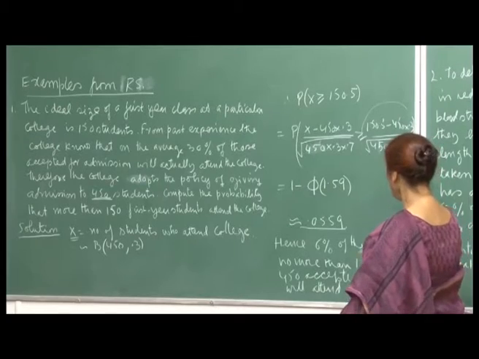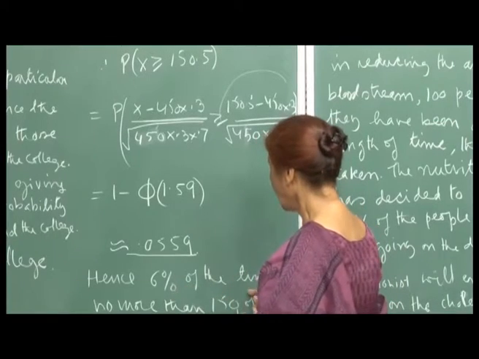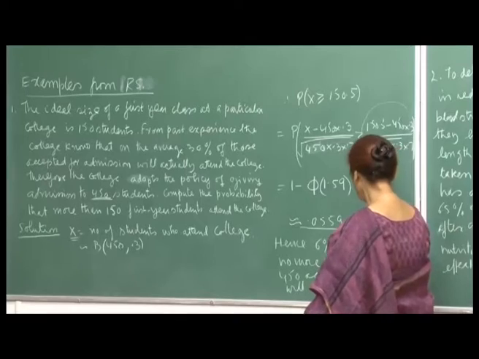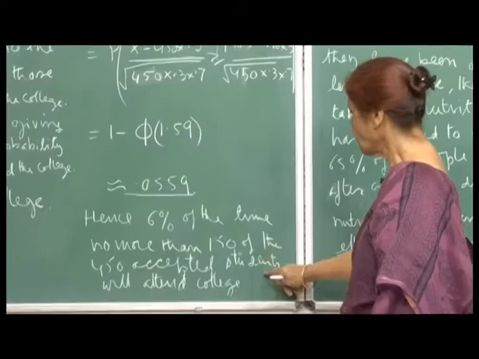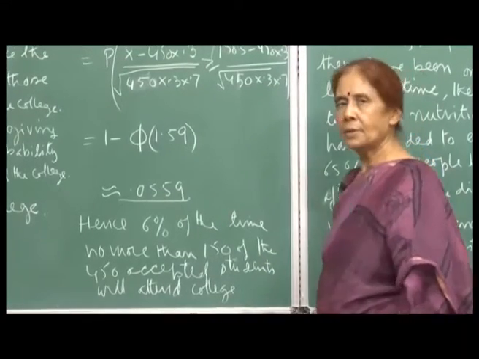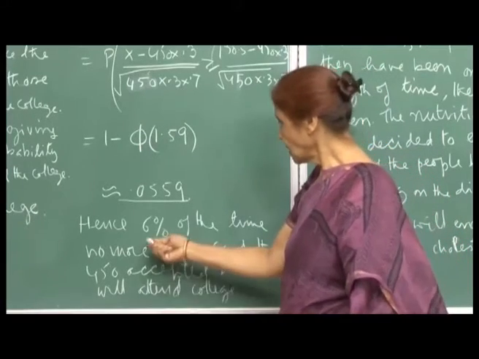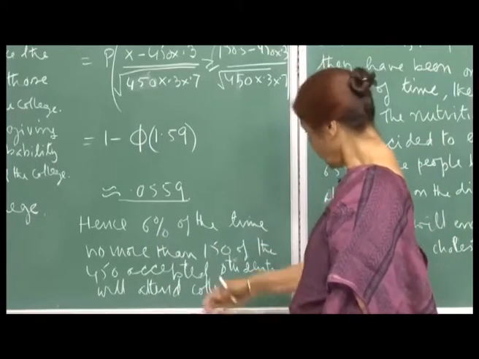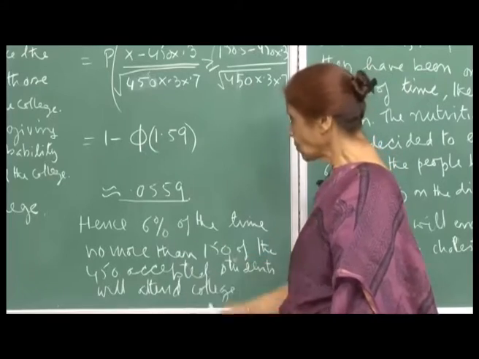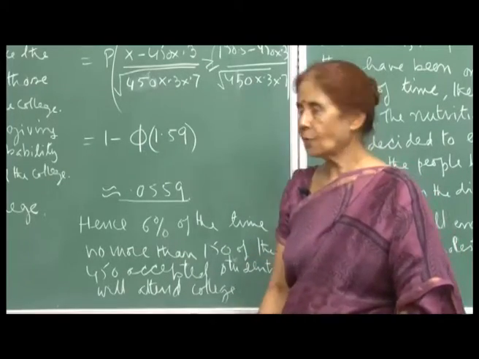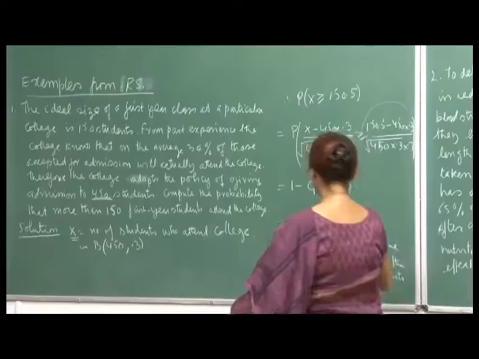So, hence this reduces to 6% of the time more than 150 of the 450 accepted students will attend college. So, the college is in a good situation, because there is only a 6% chance that more than 150 people will actually come and attend the college, those who have been offered admission. Okay. So, this was one situation.